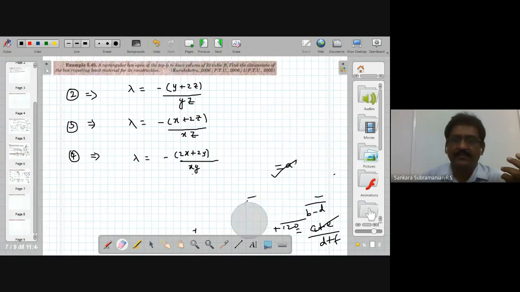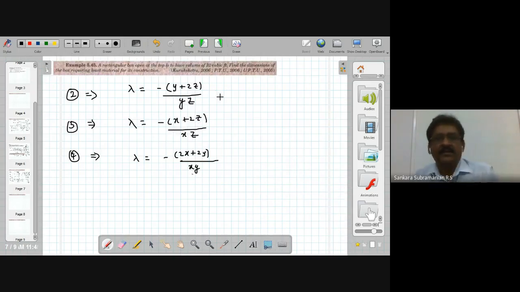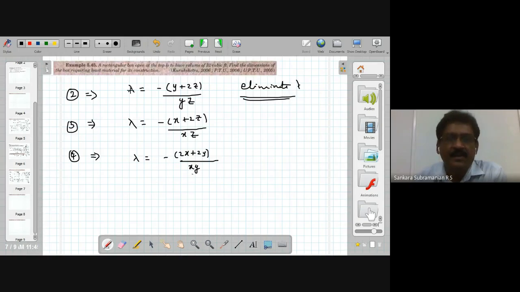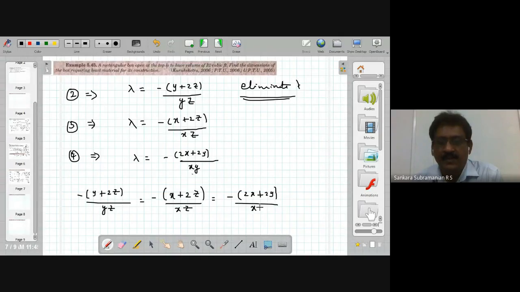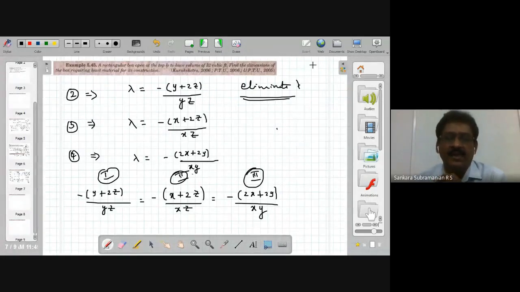Okay, fine. All right. So we can eliminate lambda. எப்படி eliminate பண்ணோம்னா, lambda lambda lambda இது எல்லாமே ஈக்குவல்ன்றதுனால minus of y plus 2z by yz will be equal to minus x plus 2z by xz will be equal to minus 2x plus 2y by xy. ஓகே, இப்போ காமன் டேர்ம் அடிச்சுக்கலாம். So I name this equation as 1, I name this equation as 2 and this as 3. Now I am interested in finding the value for x, y, z.